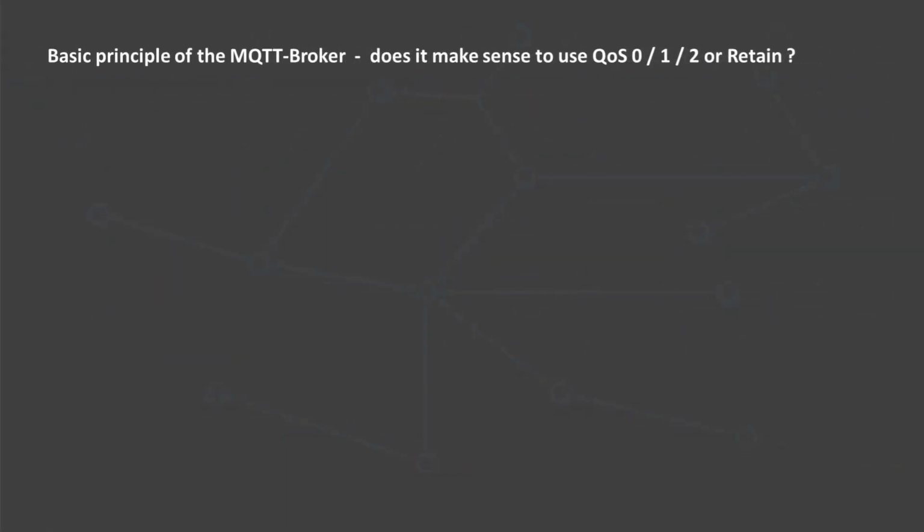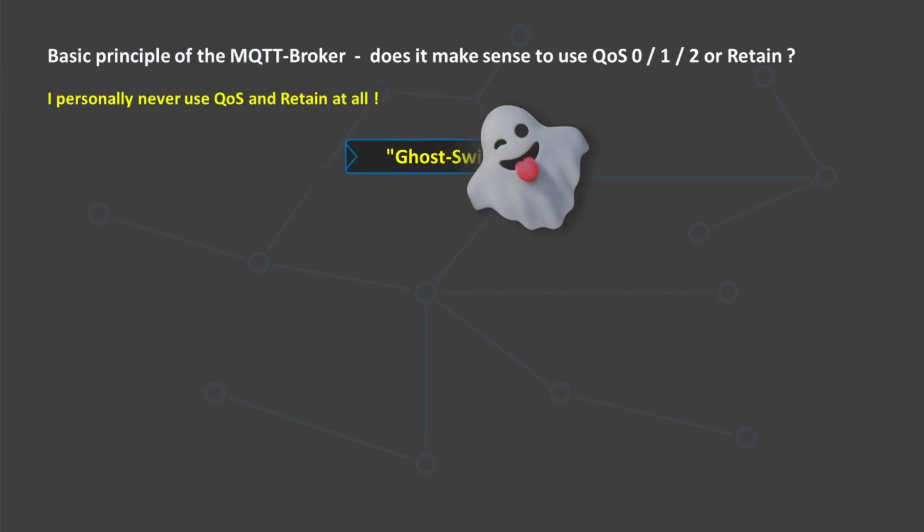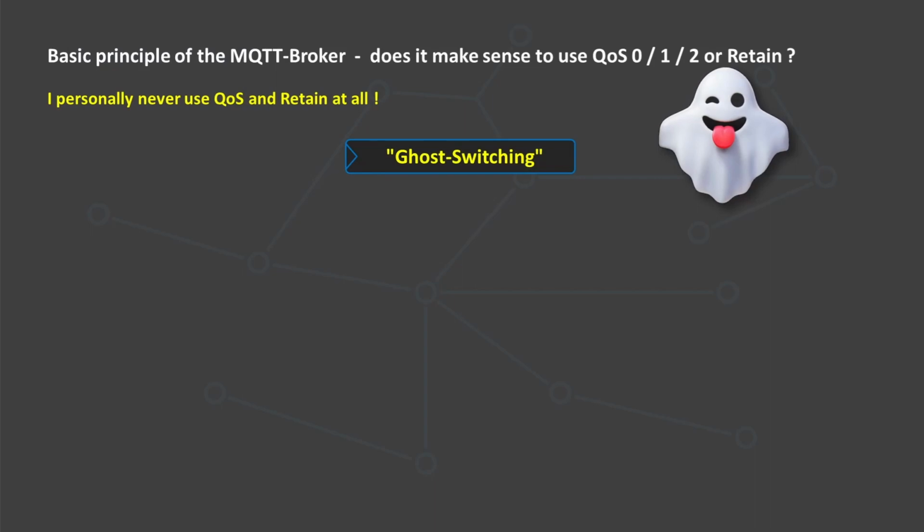Does it make sense to use these functions QoS and retain for our Smarthome control? I personally never use QoS and retain at all. These surely powerful functions of MQTT are in fact very often the reason for big trouble. The well-known ghost switching is almost always caused by a chaotic usage of QoS and retain flags. Suddenly a device turns on or off and nobody can explain why this happens right now. In a complex smart home environment, you can easily lose the overview.